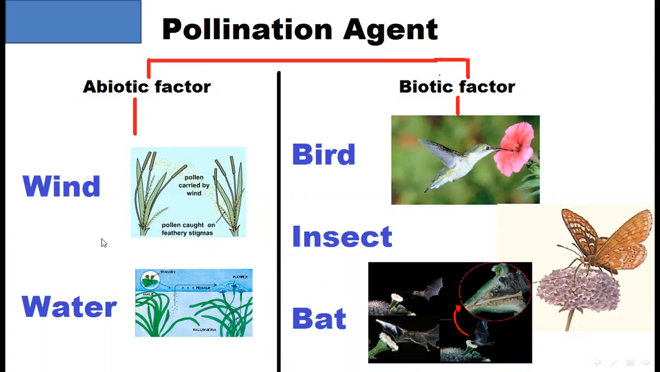Pollination agents. Which agents are involved in pollination? Wind, water, birds, insects like butterflies, and bats also. So these are the agents of pollination. Which ones are involved? Wind, water, birds, insects and bats. See, here insects or butterflies are involved in pollination.